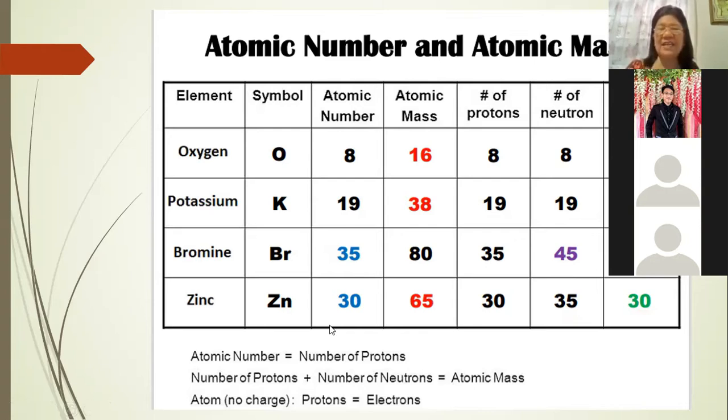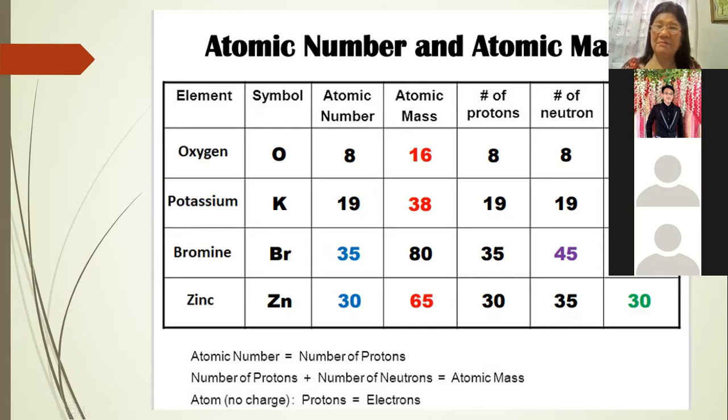Finally, the last example, zinc. Zinc, the atomic number is 30. The atomic mass is 65. Therefore, what will be its number of electrons and protons? That is 30 protons and 30 electrons. What will be the number of neutrons? That is 65 minus 30. It's 35. So I hope you are following what the atomic number is and how to compute for it.